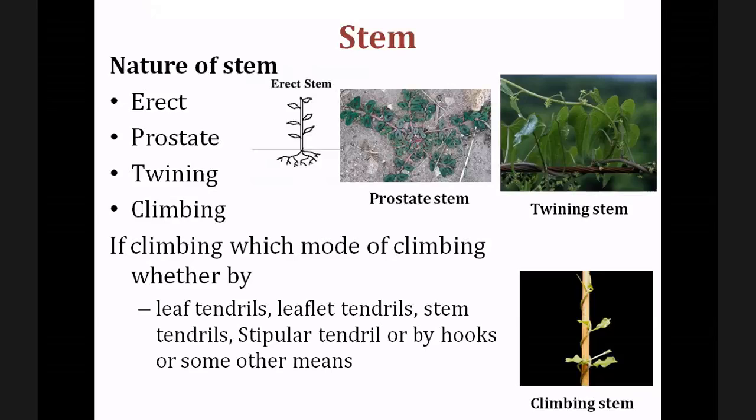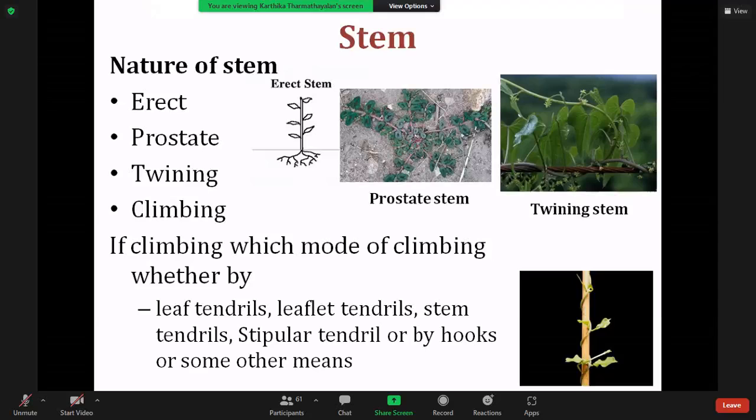Leaflet tendrils mean the modification of the terminal leaflet. Stem tendrils mean some stems are modified as tendrils. Stipular tendrils mean the stipules found in the leaves are modified as tendrils. We will study stipules in the next slide. And some plants have hooks, bent structures. That structure supports the plant on that support.